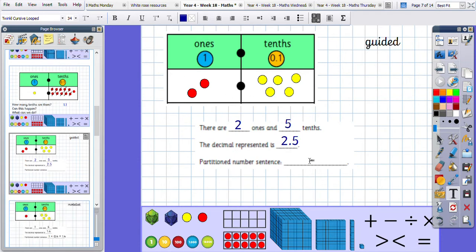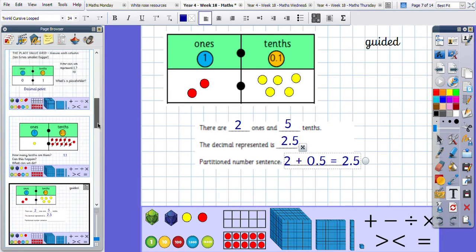So my partition number sentence is 2 add 0.5, remembering my placeholder because I've got nothing in my hundredths column, is 2.5. So this is what you are going to do for bronze. Let's have a go at the next one.